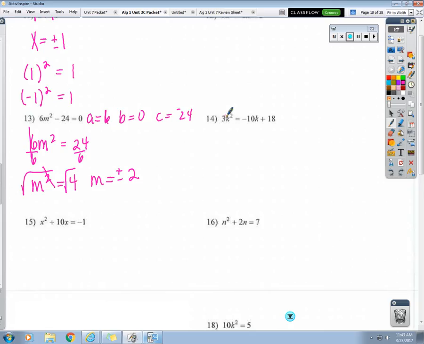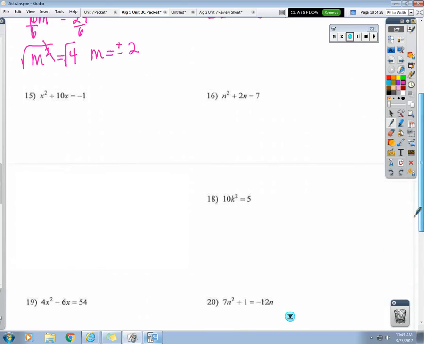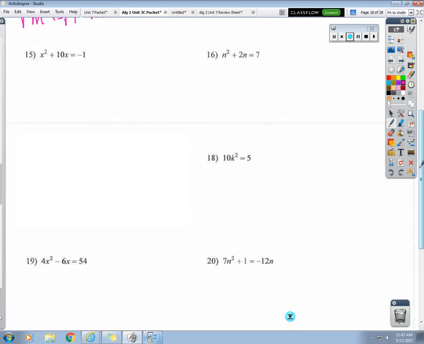For number 14, I'm not going to do it. I'll just show you. You would just move everything to this side. So add the 10k over, subtract the 18 over, and then you would just do quadratic formula. A, B, C, and go. All right, number 15. Even though you probably won't, I'm assuming tomorrow if you had one like this, you're probably going to add it over and do quadratic formula.